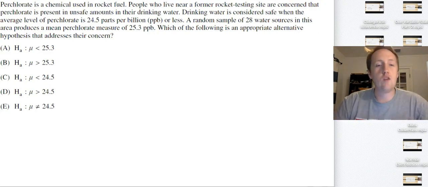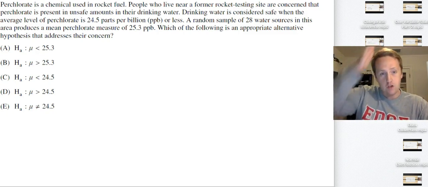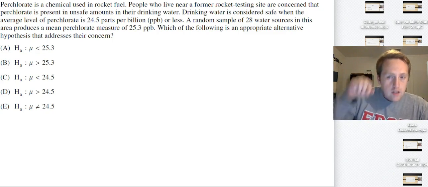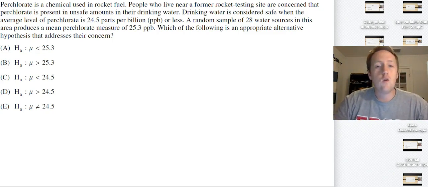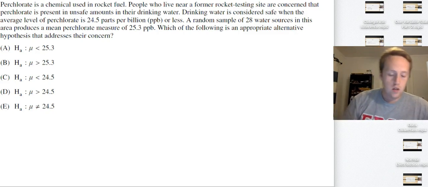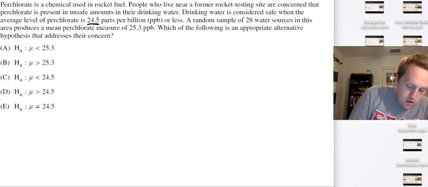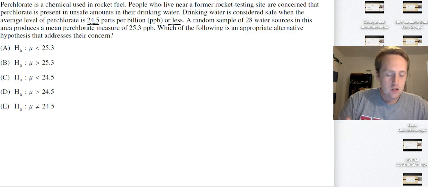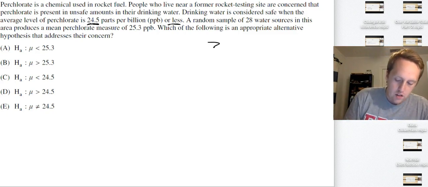Perchlorate is a chemical used in rocket fuel. People who live near a former rocket testing site are concerned that perchlorate is present in unsafe amounts in their drinking water. Drinking water is considered safe when the average level of perchlorate is 24.5 parts per billion or less. So this or less is safe. They think it's not safe. So we're really going to be looking for greater than 24.5. I'll make sure I point that out.